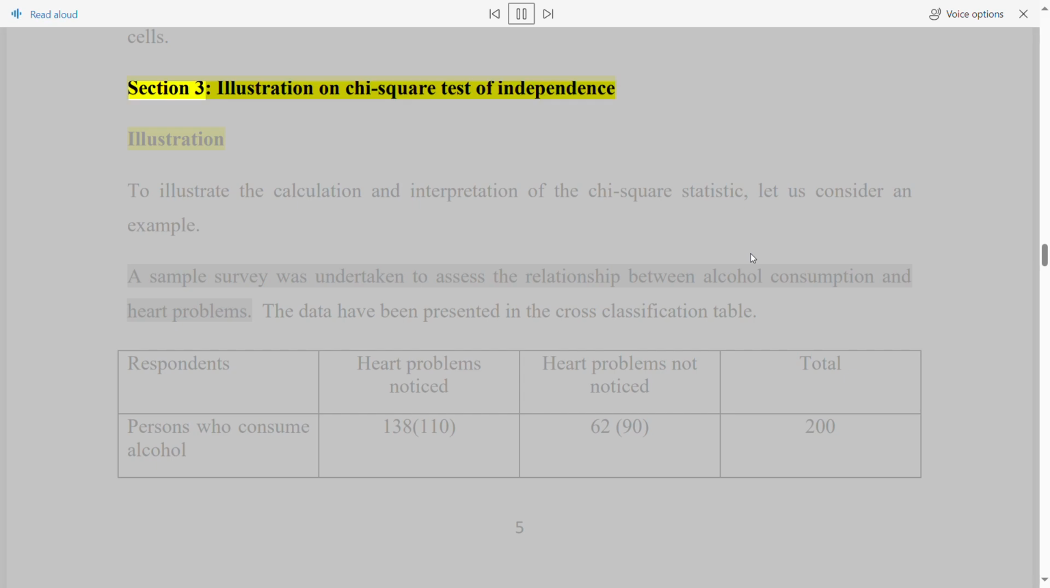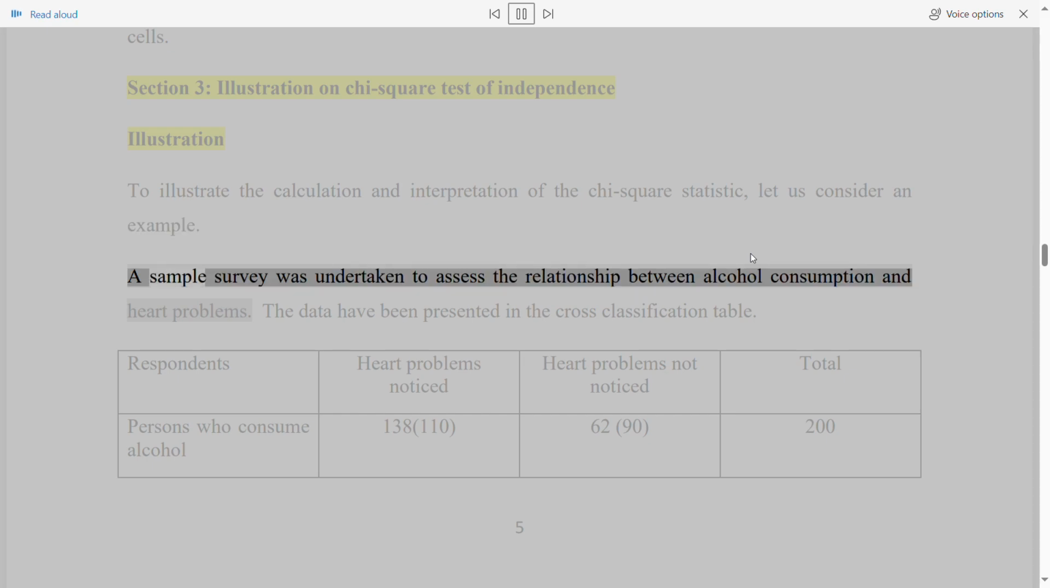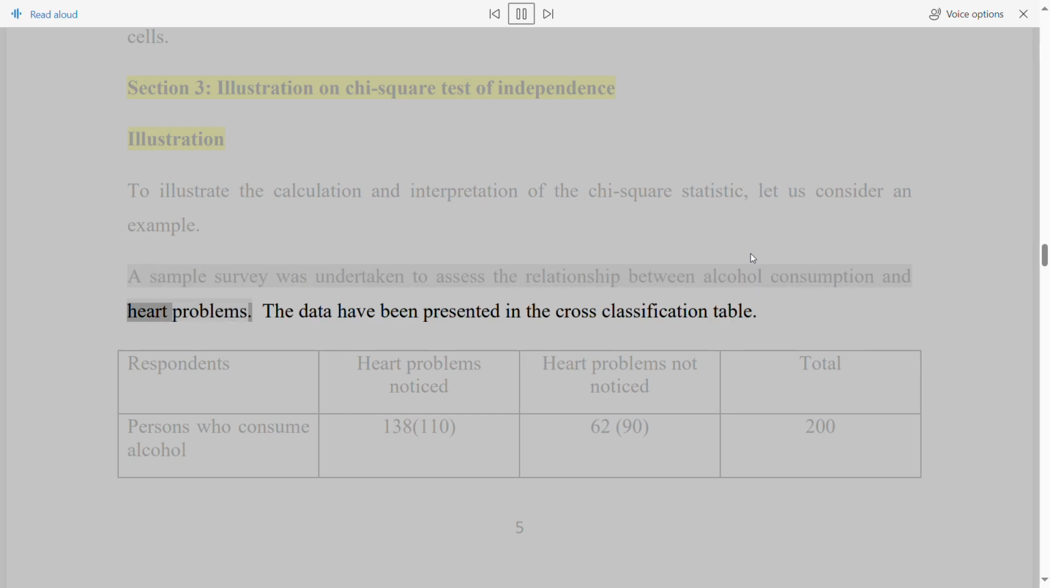Section 3. Illustration on chi-square test of independence. To illustrate the calculation and interpretation of the chi-square statistic, let us consider an example. A sample survey was undertaken to assess the relationship between alcohol consumption and heart problems. The data have been presented in the cross-classification table. Respondents: heart problems noticed, heart problems not noticed, total.